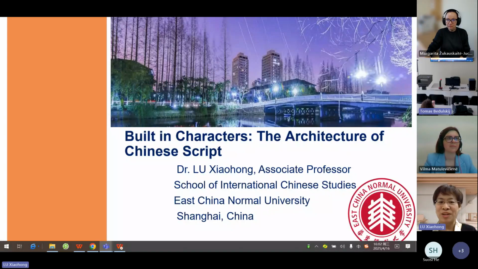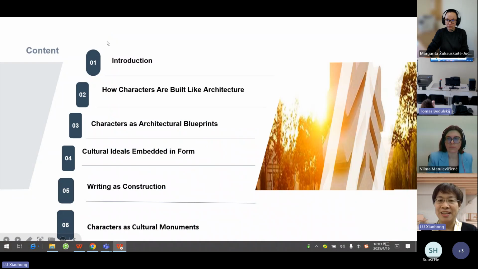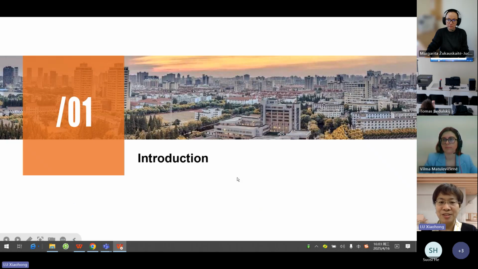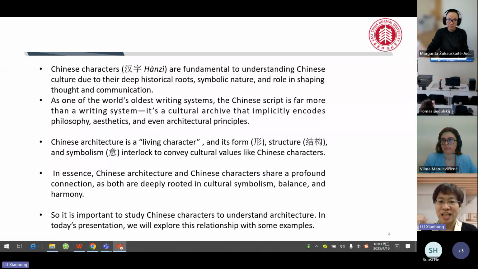Well, with the title Built-in Characters, the Architecture of Chinese Script. And as we know, here in this presentation, I will introduce the Chinese character and the Chinese culture through these several parts. And so we will explain it in detail later on. Now, first, let's see Chinese characters.